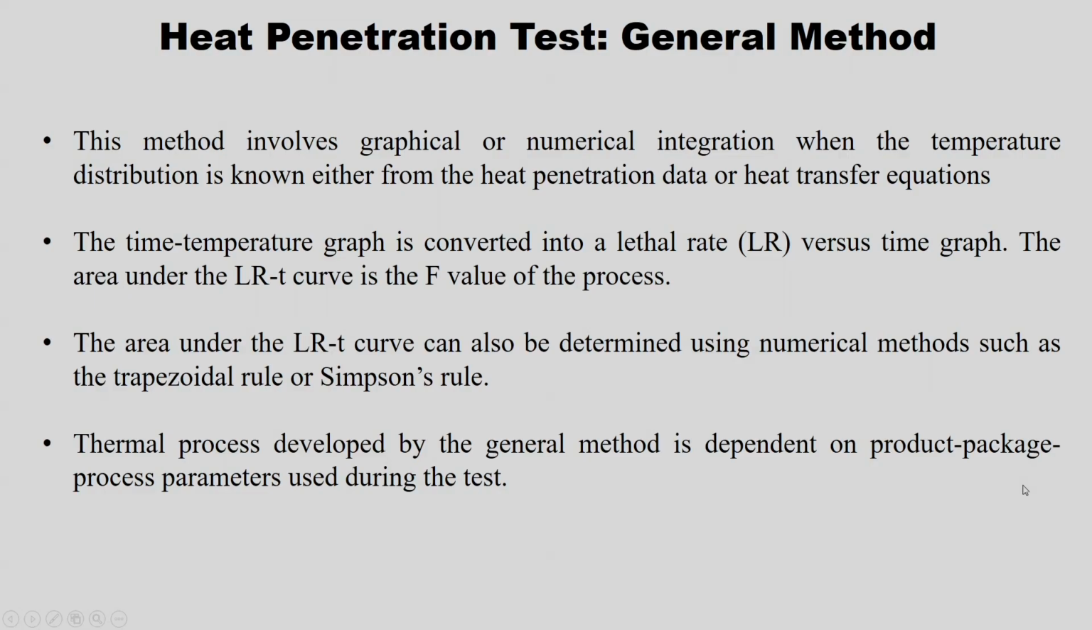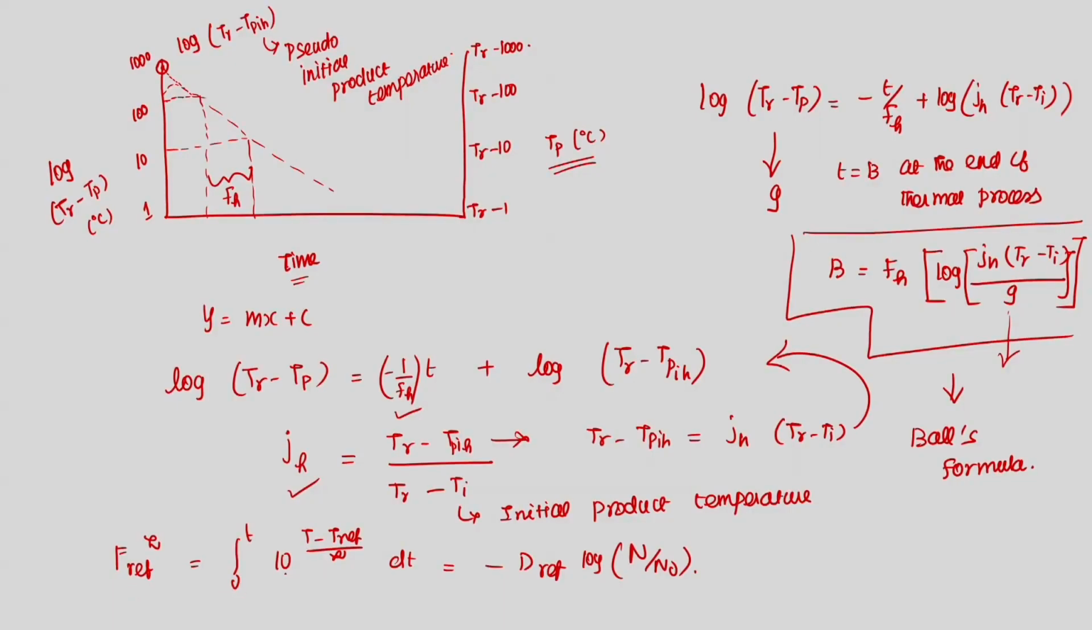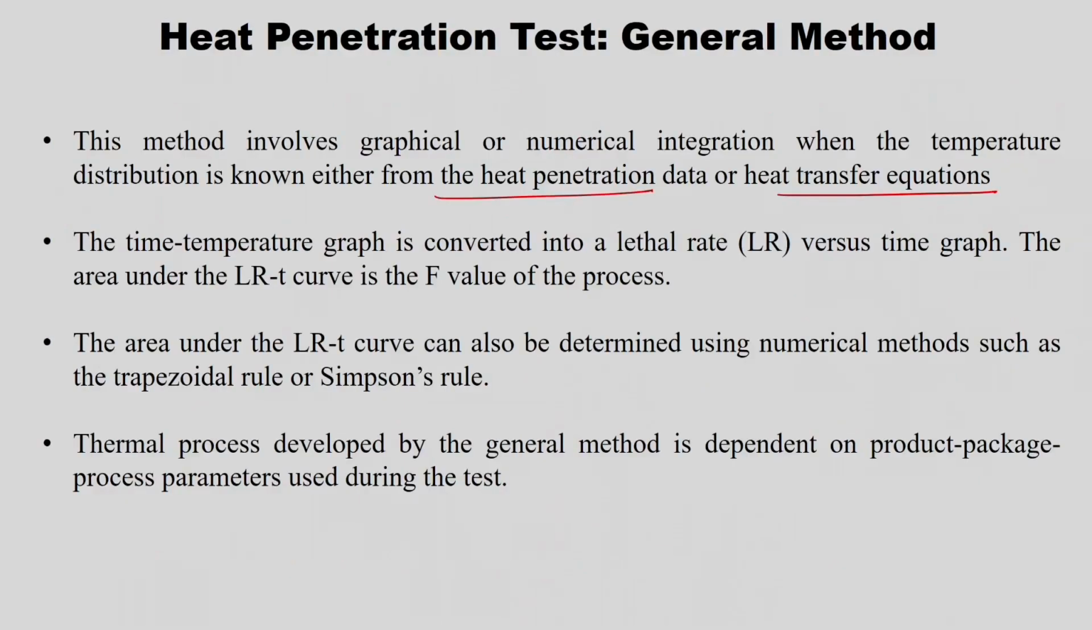And this method involves graphical or numerical integration when the temperature distribution is known, either from the heat penetration data or heat transfer equations. So, this can be done in two ways: either you get it graphically, or you can do numerical integration, because you have seen here, right. F reference at Z is the integral from 0 to t of 10 to the power of (T minus T reference) upon Z into dt. So, this T is a function of time. This can be done either directly from the heat transfer equations, or you can insert a thermocouple and get the product time temperature history. The time temperature graph is converted into a lethal rate versus time graph. So, the area under the curve is the F value of the process.